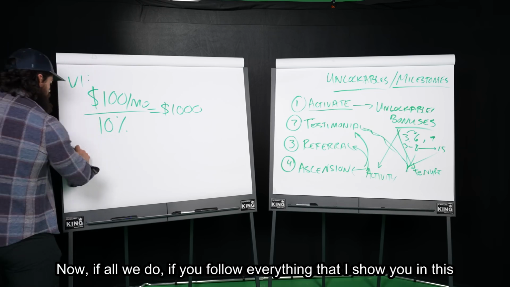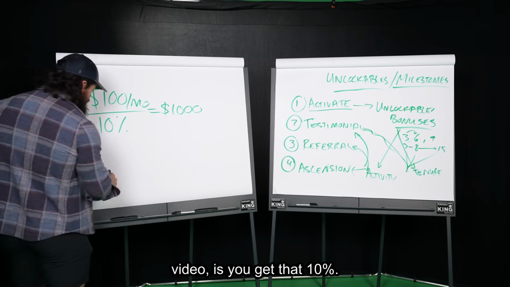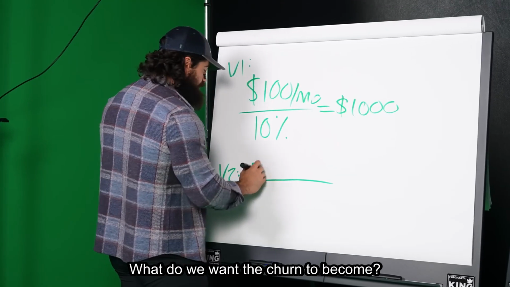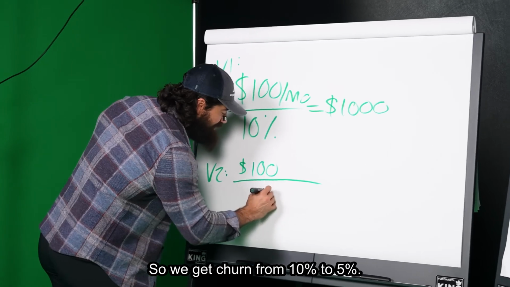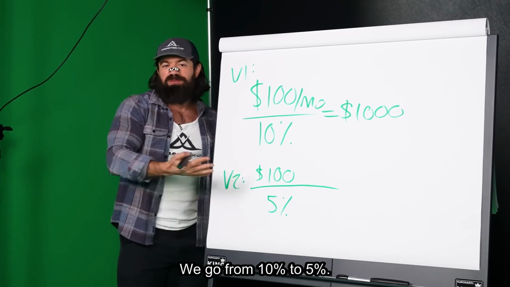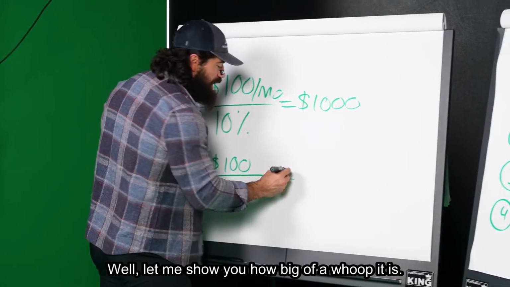Now, if all we do, if you follow everything that I show you in this video, is you get that 10%. Let's say, what do we want to get it to? Survey says, give me a number. What do we want the churn to become? 6%. All right, that'll be tough for math. Let's go 5%. So we get churn from 10% to 5%. Doesn't seem like a big difference. We go from 10 to 5, right? We decrease it by 5%. Big whoop, right? Well, let me show you how big of a whoop it is.